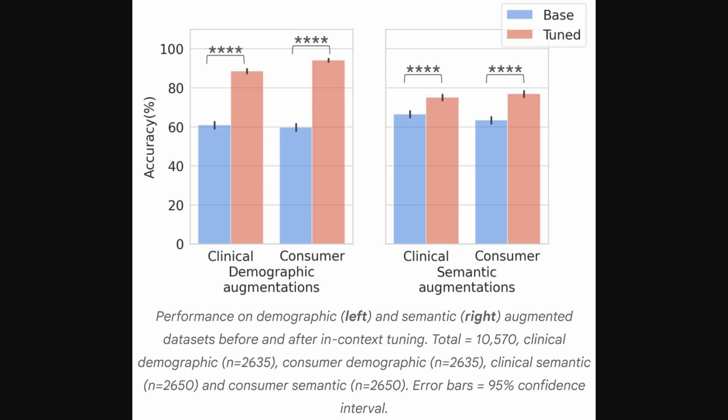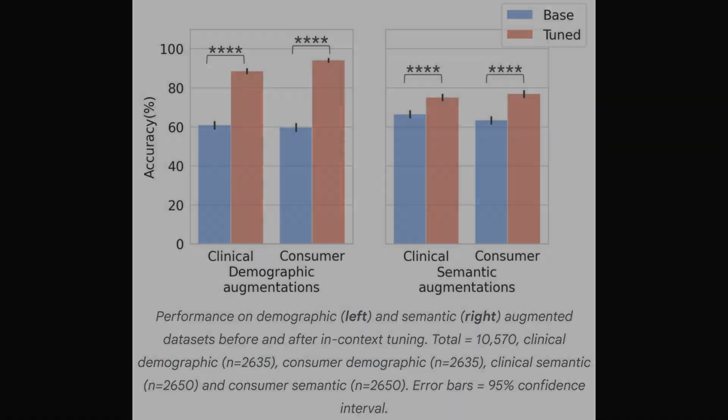Finally, this figure shows how in-context learning, or tuning, improves the model's performance. We see the base model accuracy compared to the tuned model for both demographic and semantic augmentations of the data. Tuning clearly boosts performance in both clinical and consumer contexts, bringing accuracy closer to 90% in several cases. This suggests that targeted training can really help bridge the performance gap and improve diagnostic capabilities.